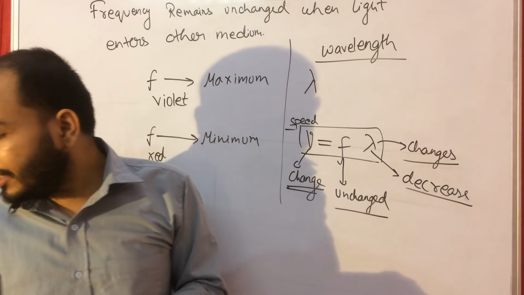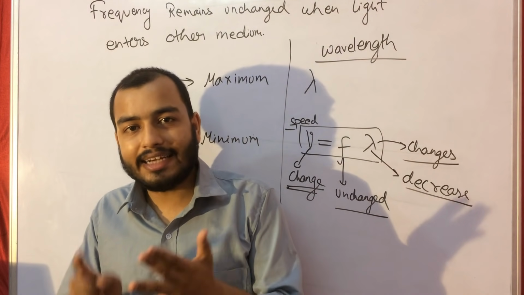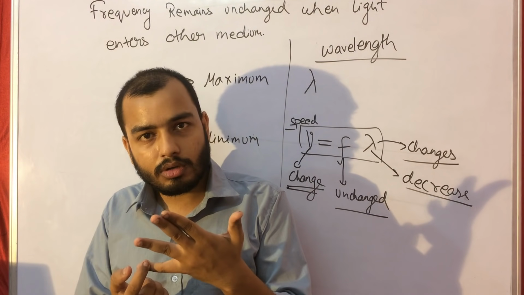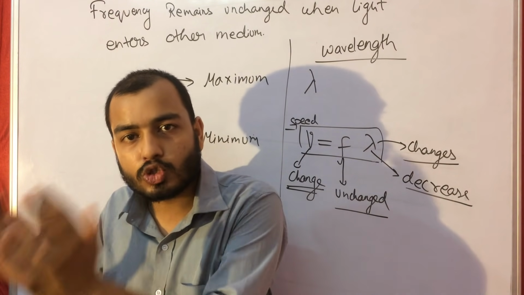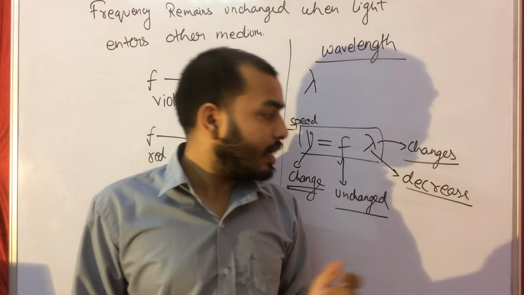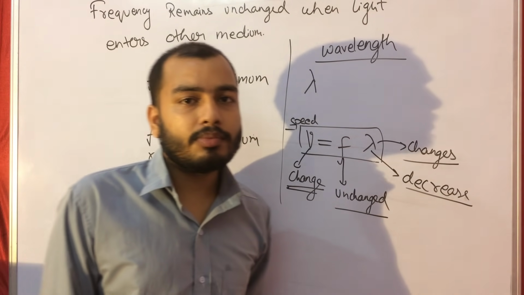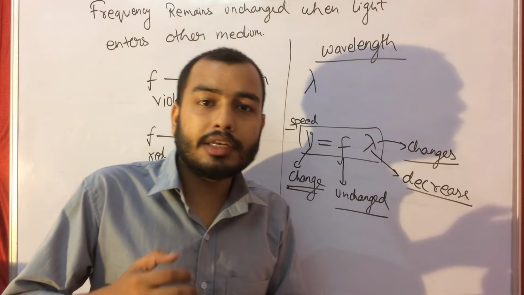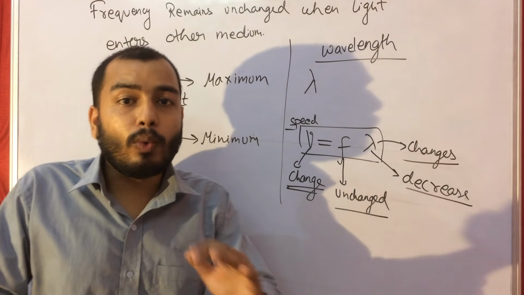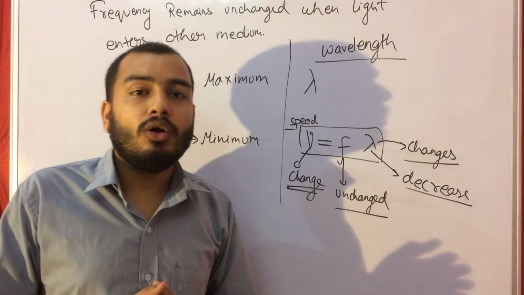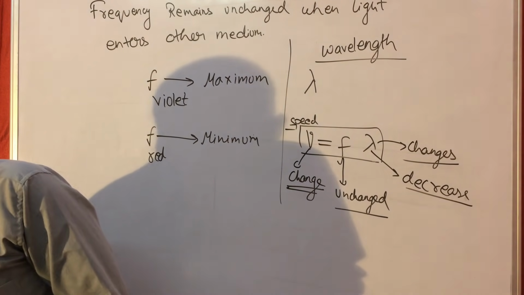So whenever the medium changes, what happens? Light slows down. Red does not slow down much, violet slows down very much. Red travels fastest, violet travels slowest. Frequency remains unchanged and wavelength also changes. Since red travels fastest, it cannot bend that much. Violet travels slowest, so it is bent too much. Violet has maximum bending or maximum deviation. This much you have got.